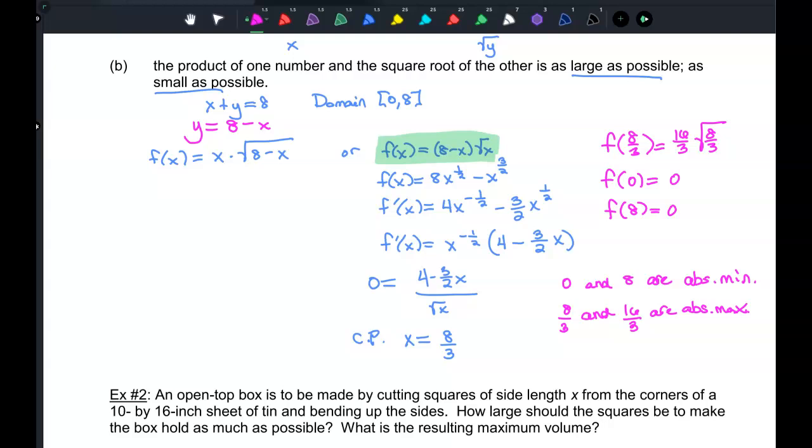So if x is 0, what would y be? 8. So 0 and 8 are my values of x and y that result. Why wouldn't you plug in 8 as well? Well, what happens when I plug in 8? I get 0. So do I need to list that as another one? It's like a duplicate, the same answer. 0 and 8 is the same answer as 8 and 0.